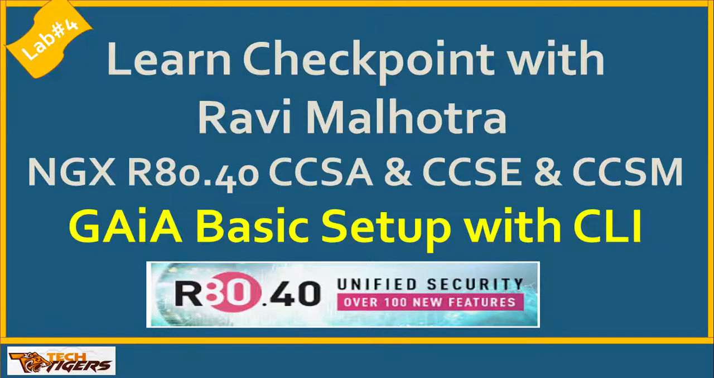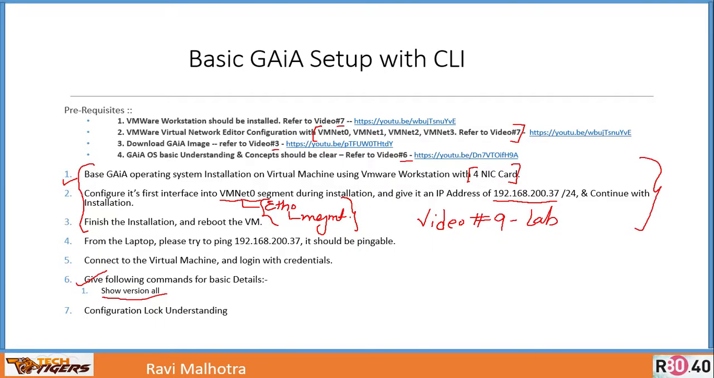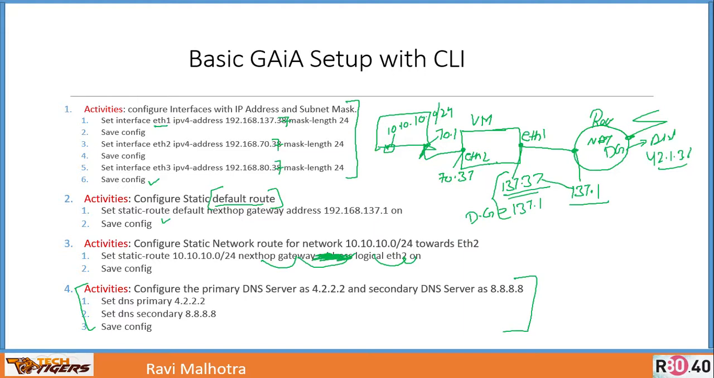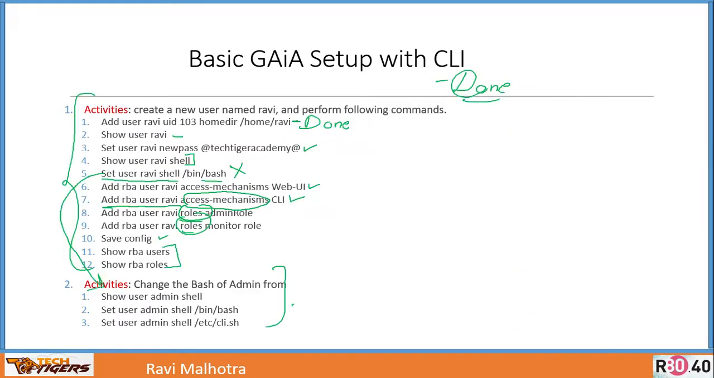This lab had 4 slides. The objective of the lab was basic setup with the CLI. We have done more than 20 commands in this. We did the basic GAiA installation. We configured it. We tested the connectivity, and then we learned all the show commands on the interfaces and ARP. We have learned the set commands. We have done the default routing command, static routing, DNS server changes, a lot of operations with the user and all that. So that's all, guys.